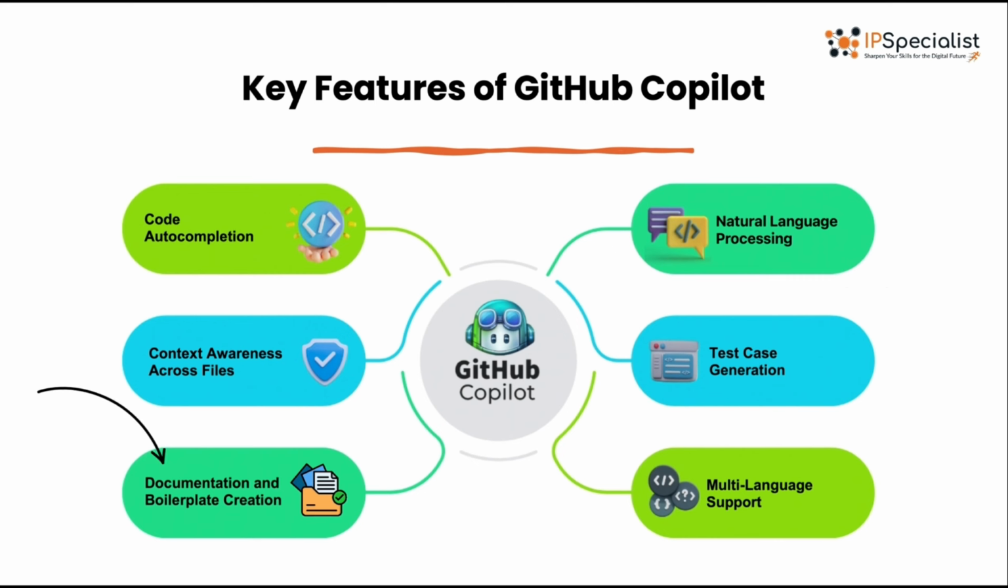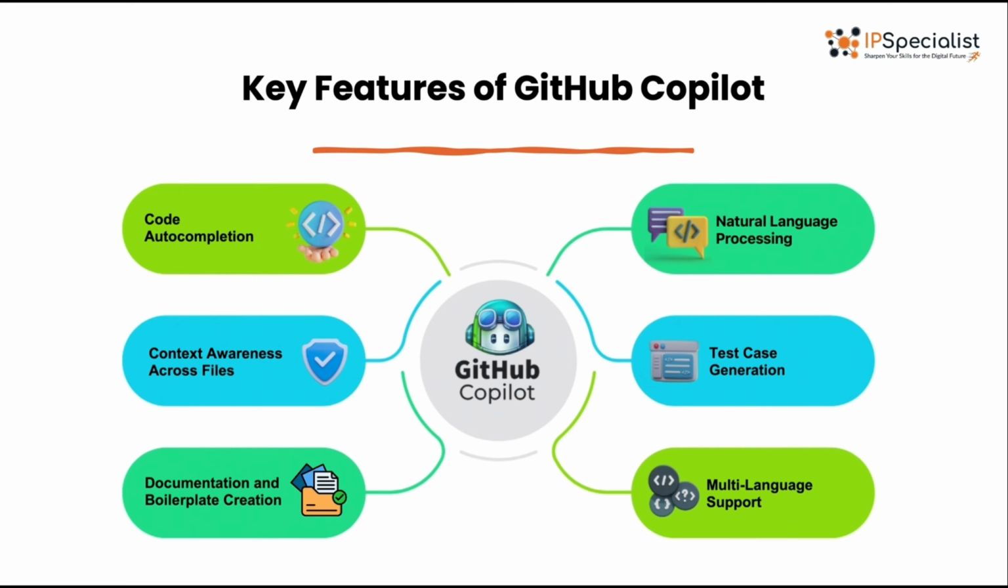Fifth, Copilot helps with documentation and boilerplate creation. It can handle repetitive code structures and even generate helpful documentation, so you can focus on the logic that matters. And lastly, it has multi-language support. Whether you're coding in Python, JavaScript, Java, or C++, Copilot is flexible enough to assist across different ecosystems.